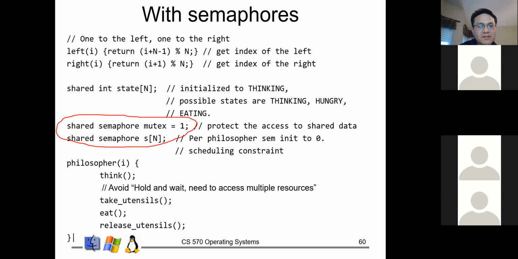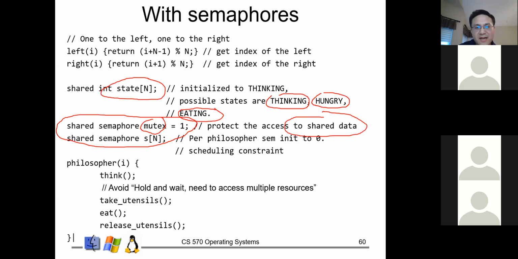So basically, the philosopher can have three possible states. The philosopher can be thinking, hungry and trying to eat, or eating, while holding the resources. And the mutex here is for protecting access to the shared data. What is the shared data here? Utensils. Okay.